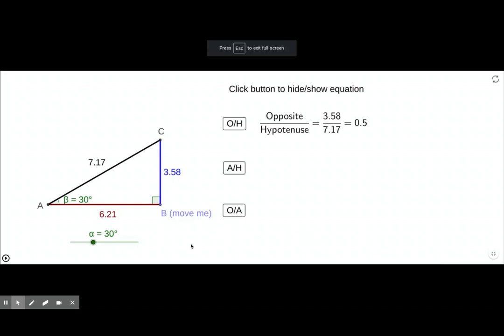All right, let's take a look here. So when we're looking at right triangles, you can see that there's going to be this nice relationship between the angle that's right here and some of these three sides. Now let's take a look.